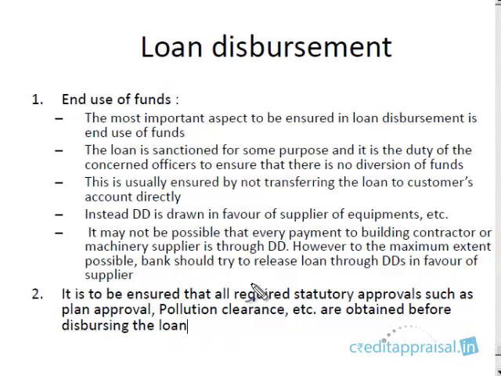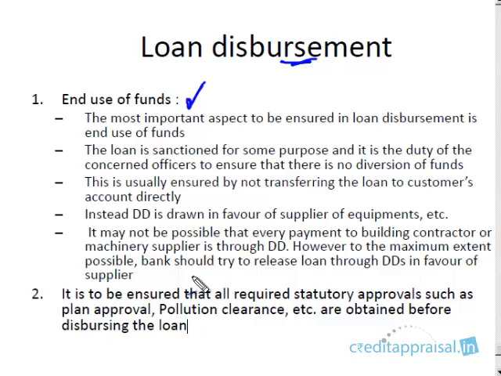This will at least ensure that, theoretically, there might be some collusion between the company and the equipment supplier, but our field level investigation should reveal those sorts of tricks. If your field level investigations are strong, you will have a good idea of which suppliers deal in these tactics. But generally the idea is that you don't transfer the loan to the customer account. You issue a DD in favor of the supplier. That is the most important point in terms of loan disbursement: when you disburse, you have to ensure end use of funds.